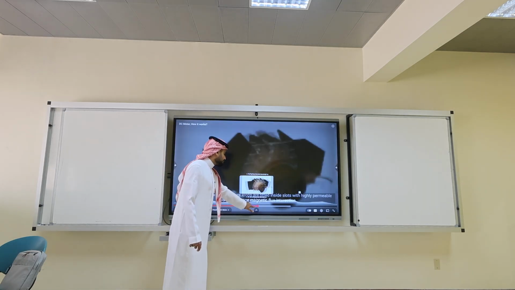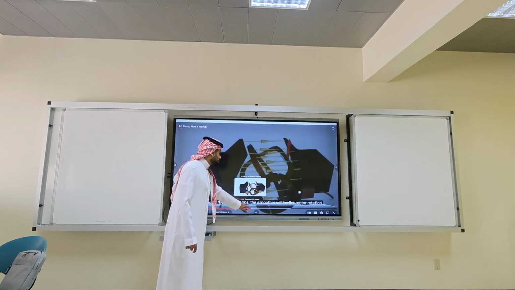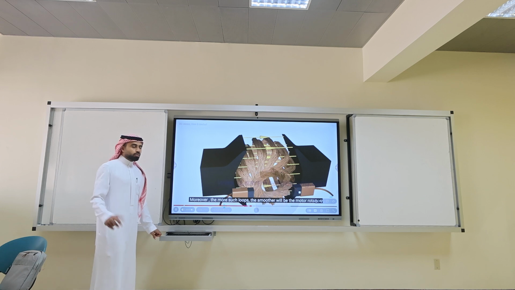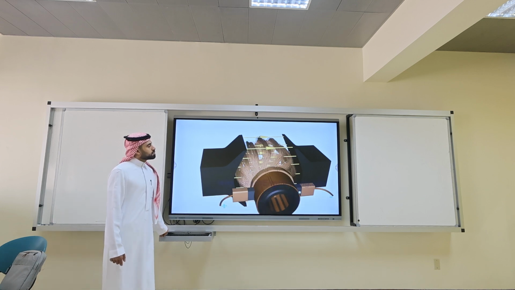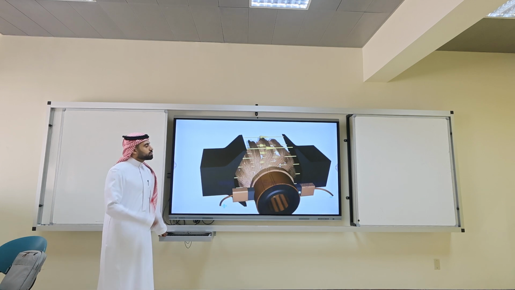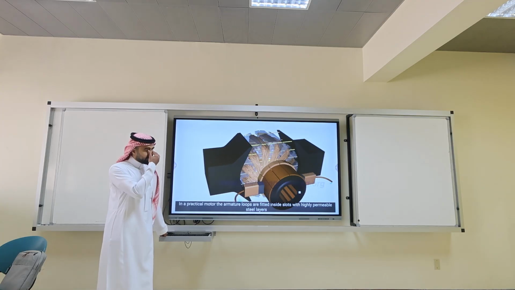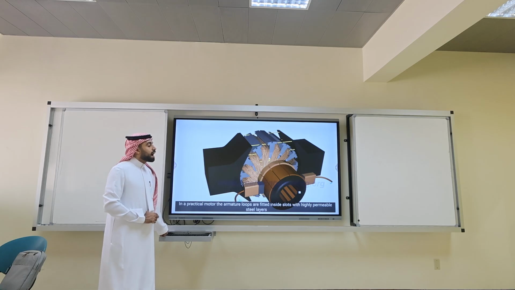What is he saying? Remember, if we put them together, what will happen? The more such loops, the smoother will be the motor rotation. In a practical motor, the armature loops are fitted inside slots of highly permeable steel layers. Highly permeable will enhance magnetic flux interaction.